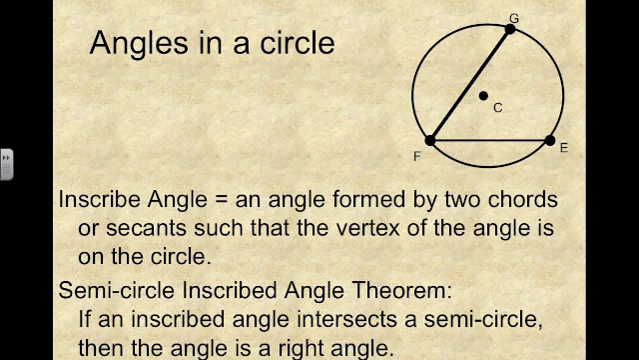Now, we can go further with this and say we have the semicircle inscribed angle theorem. And it says if an inscribed angle intersects a semicircle, then the angle is a right angle. Why would that be? Well, a semicircle is 180 degrees. Half of 180 degrees is 90 degrees. So if I intersect a semicircle, my inscribed angle will always be a right angle.